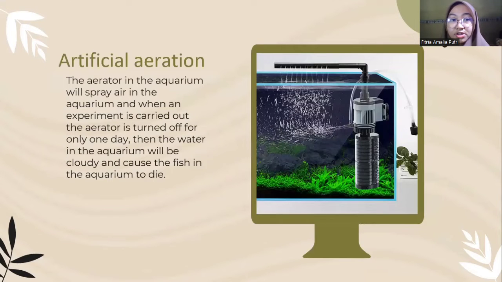And this is artificial aeration in the aquarium. The aerator in the aquarium will spray air in the aquarium, and when an experiment is carried out, the aerator is turned off for only one day. Then the water in the aquarium will be cloudy and cause the fish in the aquarium to die.